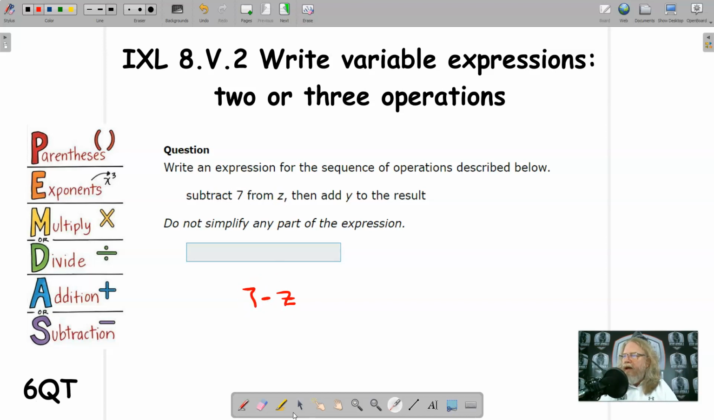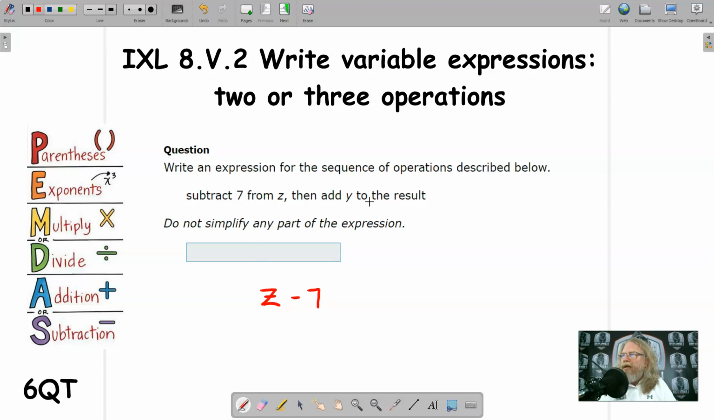Notice that that's not my eraser. This is my eraser. There we go. So notice that z is what we're starting with, and 7 is what we have to take away from it. So let's go ahead and start with z. I'm going to cross the z so we don't think it's 2, and then we're going to subtract 7. That's subtracting 7 from z.